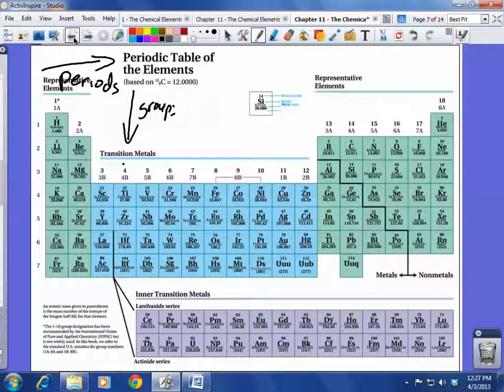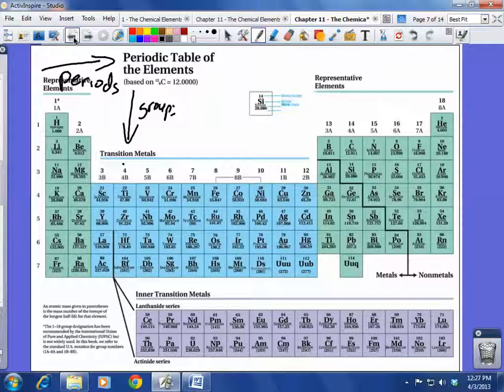And so that's what I mean when I say everything in group 1A has 1 valence electron. Everything in this third period has 3 orbits. They have a different number of electrons in those orbits, but everything in the third period has 3 orbits.